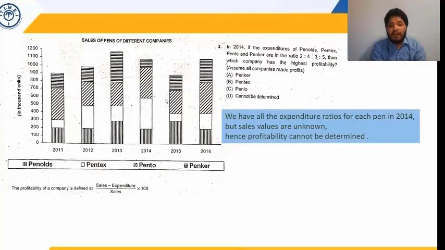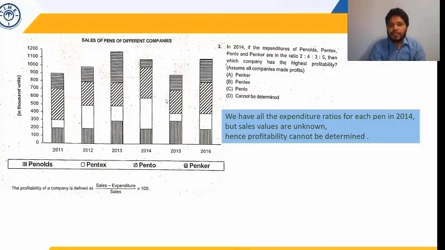Why? Because we have all the expenditure ratios for each pen given in 2014, which is 2:4:3:5. But sales values are unknown. We do not know the sales value. And if we do not know the sales value, then profitability cannot be defined, because profitability is the difference between sales revenue and expenditure. We know the sales in units, but we do not know the sales value or the revenue from the sales. We do not know the price of per unit of Pankar, Pentex or Pento or everything. So that's why we cannot answer this question.